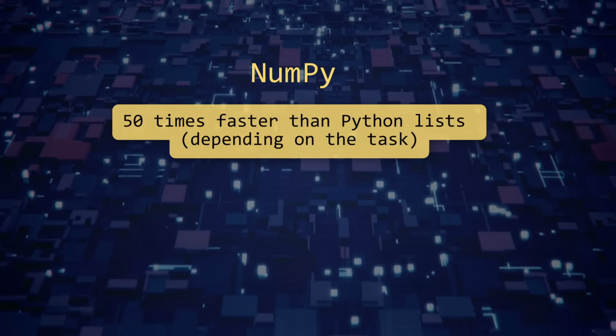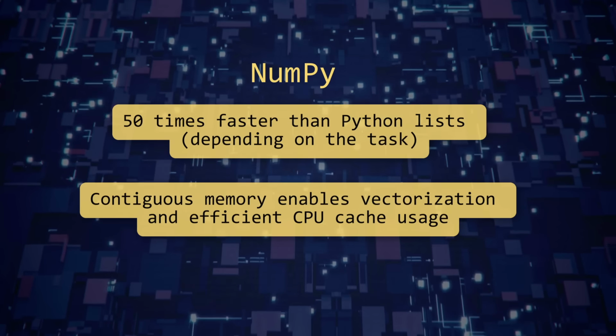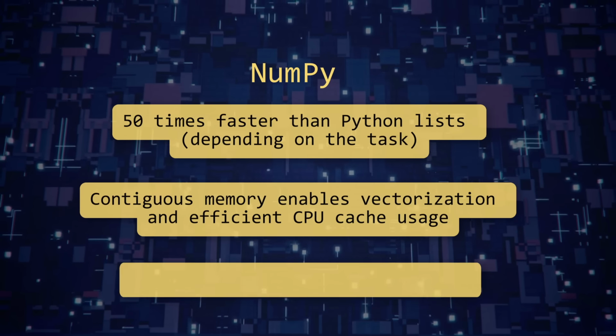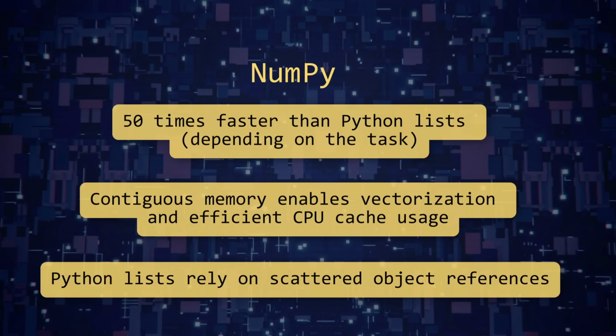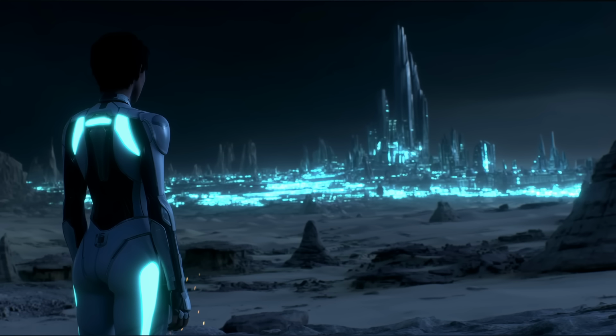Numpy arrays store data in contiguous memory blocks, enabling vectorized operations and efficient use of the CPU cache. In contrast, Python lists store scattered references to objects, a most inefficient arrangement. When working with millions of data points, this is no small matter. It is the difference between completing your task during a coffee break or requiring a full hibernation cycle.